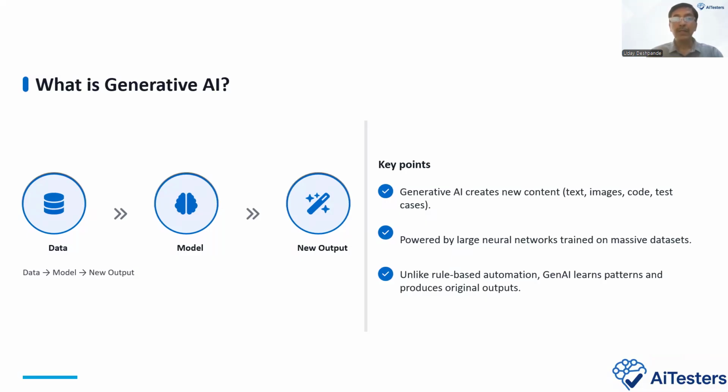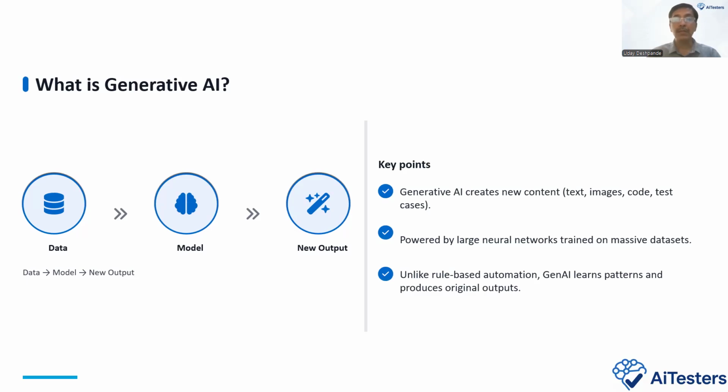So what exactly is generative AI? Generative AI is a type of artificial intelligence that creates new content. It could be text, image, code, or even test cases. It's powered by large neural networks that have been trained on massive data sets containing billions of examples. Here is the key difference.